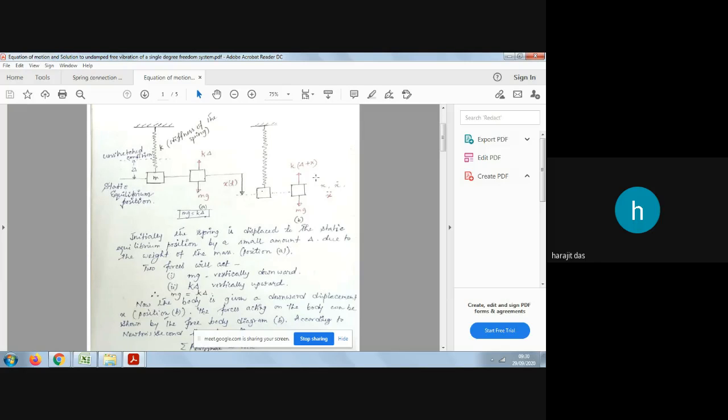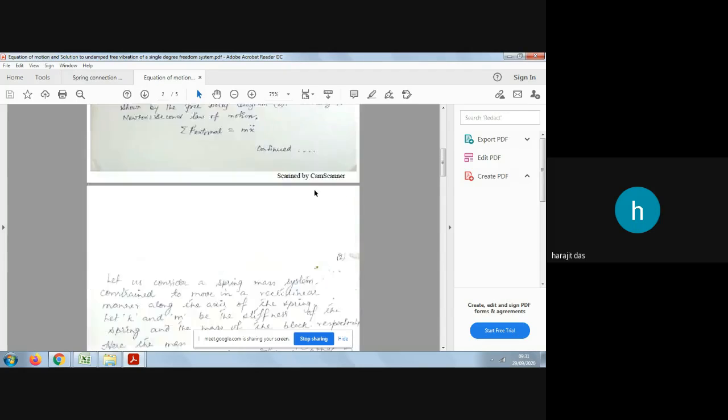Okay, so now your equation will be, because it is in upward direction, minus of mx double dot minus of k into x. Because k delta and mg will be cancelled out, isn't it? Because k delta and mg are equal, so only minus of mx double dot minus of kx will be equals to 0. Means plus of mx double dot plus of kx equals to 0. Means finally we will get the same equation, that is mx double dot plus kx equals to 0. Okay, so the statement is written.